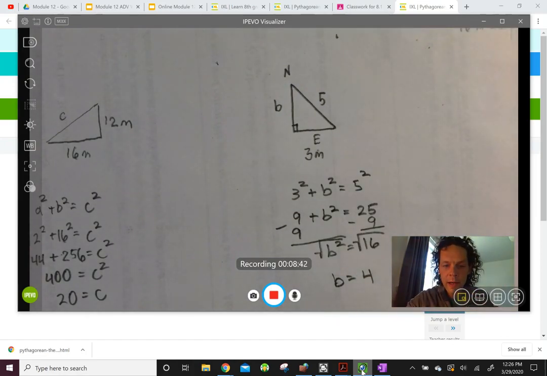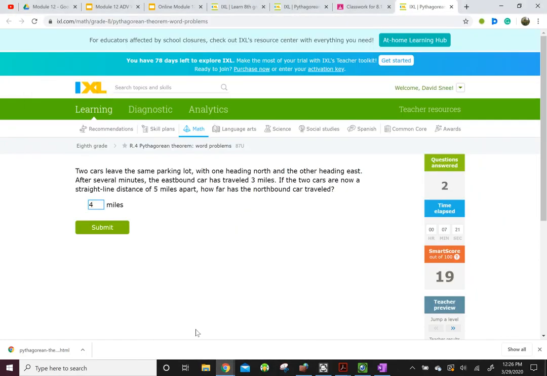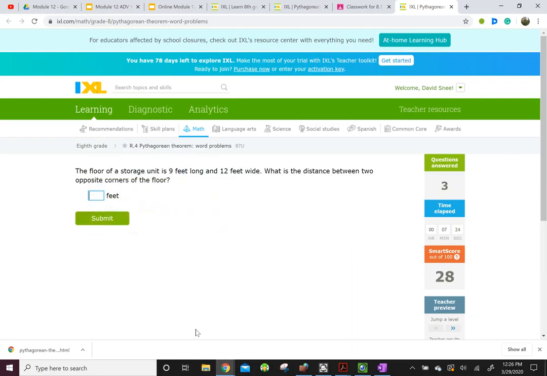Okay, so I'm going to go back here. See if this works. I'm going to put a 4 in here, and I'm going to submit. Okay. Now, the floor of a storage unit is 9 feet long and 12 feet wide. What is the distance between the 2 opposite corners? Okay, so I'll just draw that one out again on your scratch paper. Let's see, it's 9 feet by 12 feet, and I want to know the distance in between opposite corners.